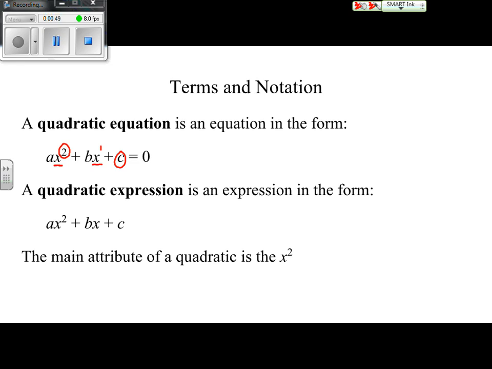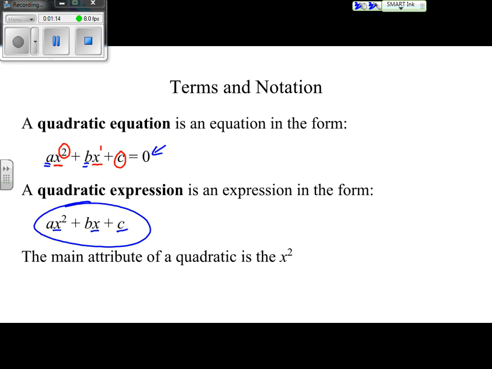Before any of our variables, we can have this a term, which is just the coefficient of the x squared, or we can have this b term, which is the coefficient of the x. Generally they are set equal to 0 if we write it as an equation. If we have it as an expression, the only difference is there's no equal sign, but again, we still have that x squared term, and we still have an x and a constant.